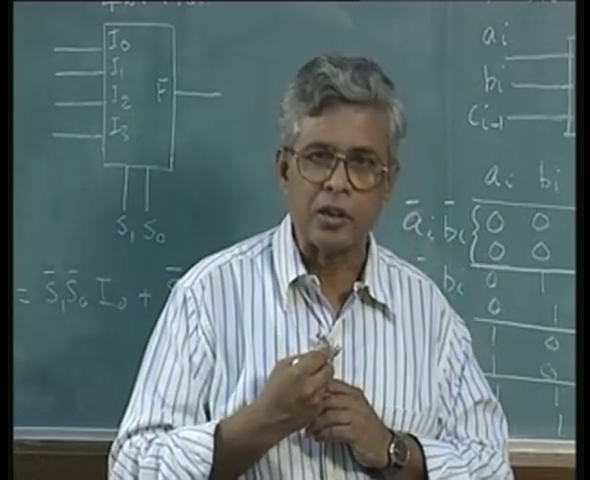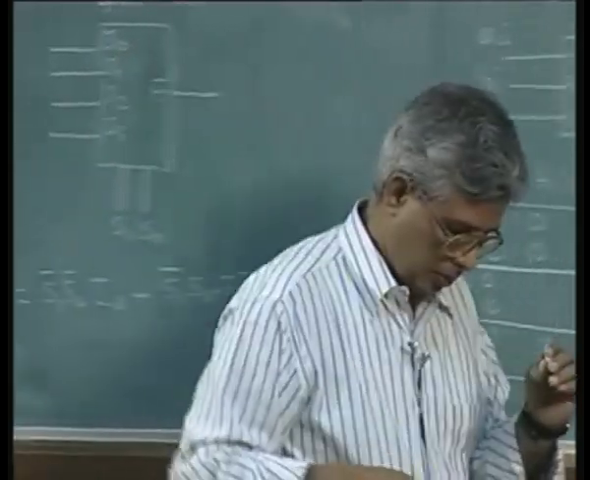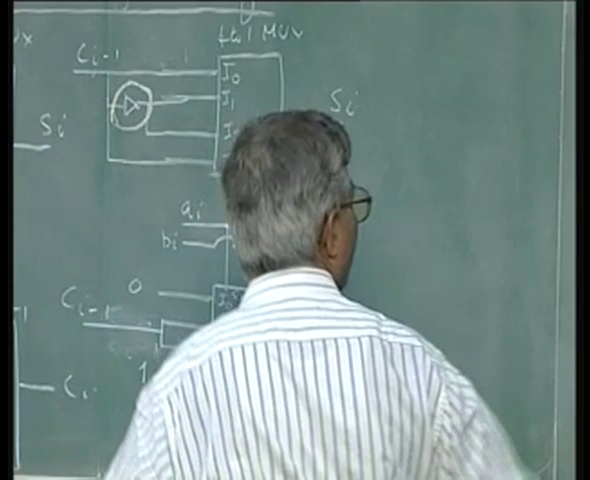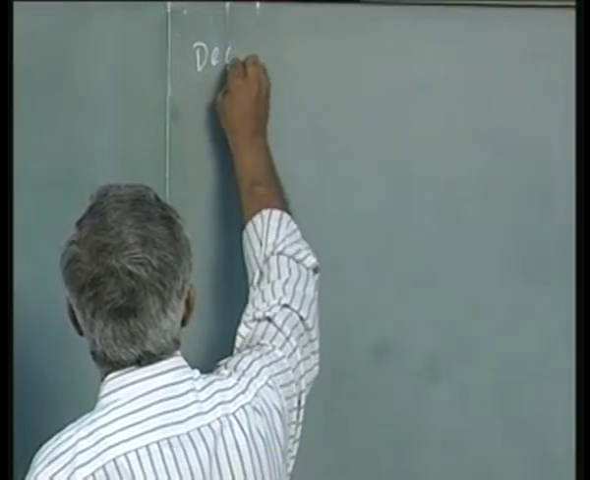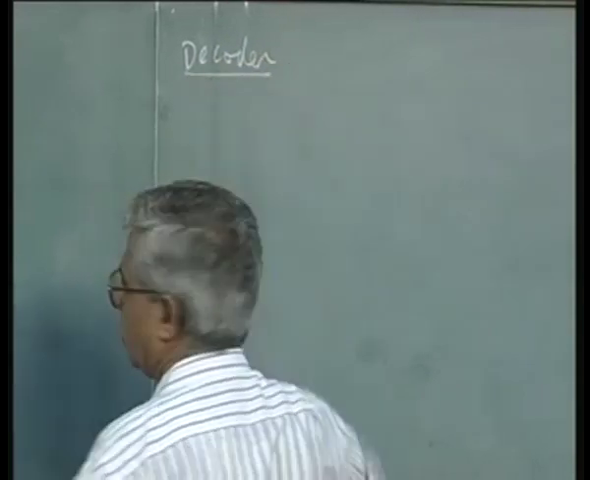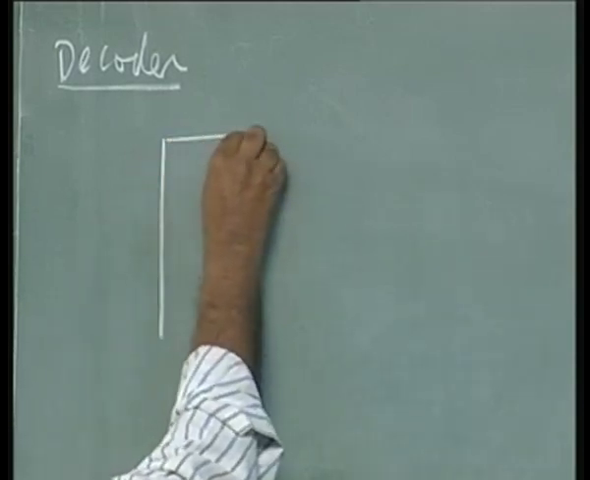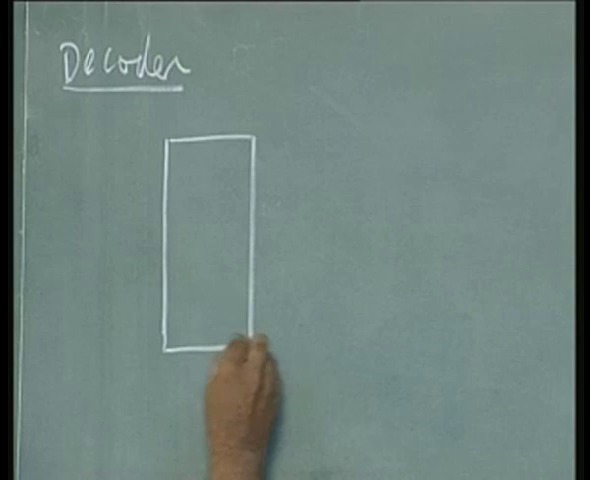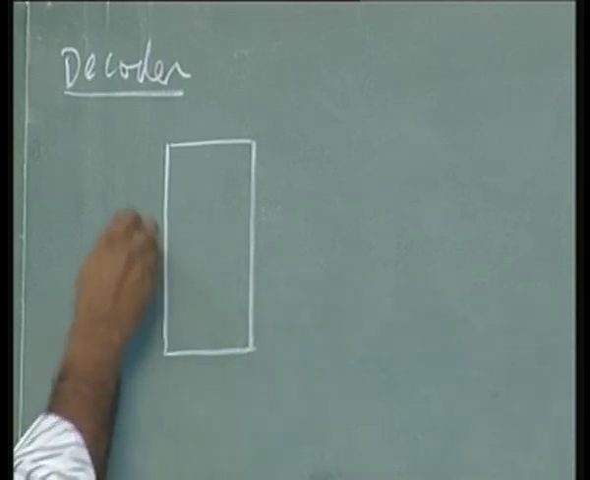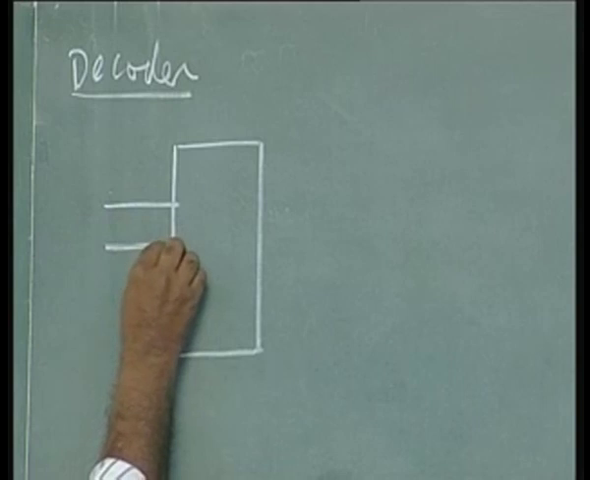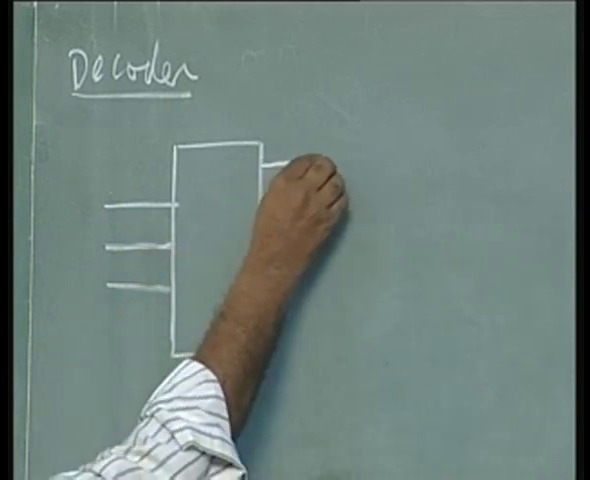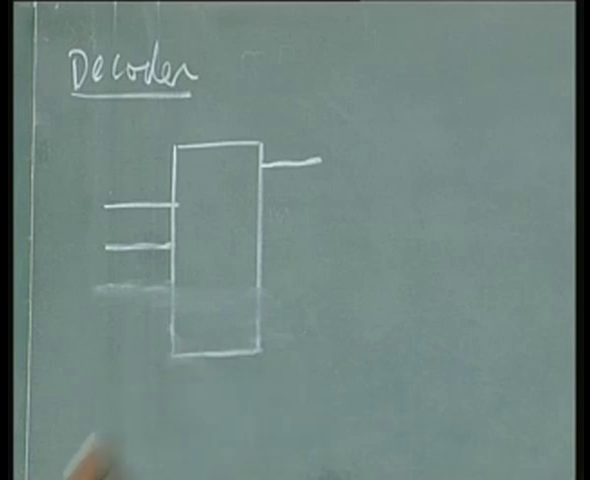Next, one more component which is very frequently used is a decoder. We look at a decoder. Again, you might have heard of this component in your previous course on digital design. A decoder is a circuit which has several inputs and several outputs, and the outputs are related to the input by a code. For example, let us take a simple case of 2 inputs and 4 outputs.